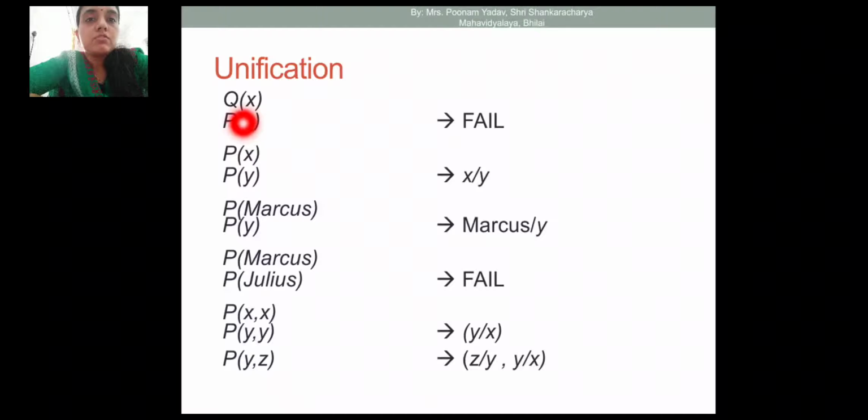Again, suppose Q(x) and P(y), it fails. P(x) and P(y), then x maps to y. Yes, we can unify it. So it is true. Then P(Marcus) and P(y), then y is Marcus. Yes, it is true. But if we say P(Marcus) and P(Julius), it will fail.